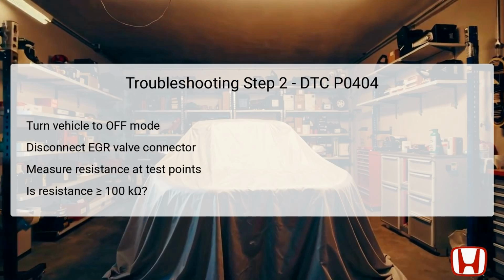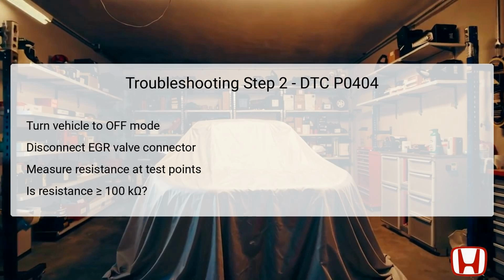In the second step of troubleshooting DTC P0404, shift the vehicle into the off-lock mode to ensure electrical safety. Next, disconnect the EGR valve's 5P connector, isolating the valve from the circuit for testing. With the connector disconnected, measure the resistance across specific test points. Primarily, test points 1 and 2, located on the EGR valve side, must be assessed.